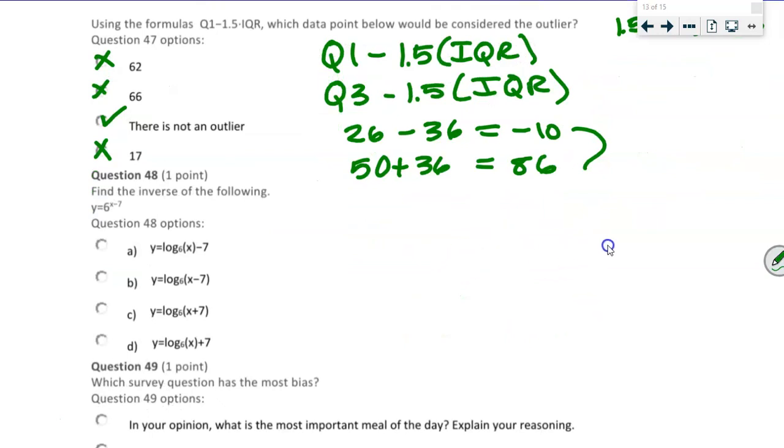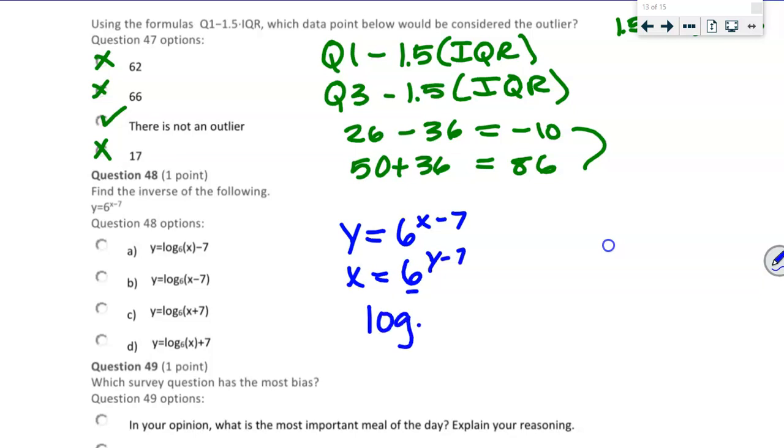48 says find the inverse of the function. So on this one, we are going to again write the function y equals 6 to the x minus 7. We're going to swap the x and y. So this is going to be x equals 6 to the y minus 7. Now we're going to put it in logarithmic form. So we're going to take our base here, log base 6 of what's on the other side of the equal sign, and that equals y minus 7. Now we're going to add the 7 to both sides. So this is going to be log base 6 of x plus 7, that's going to be equal to y. So that's this one.